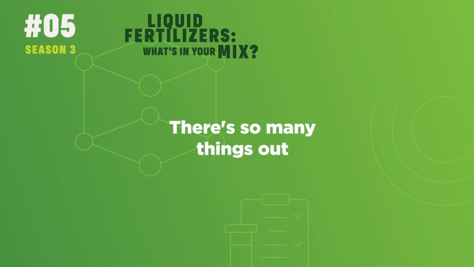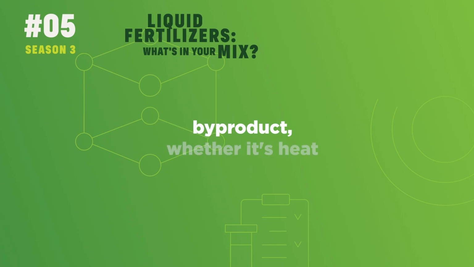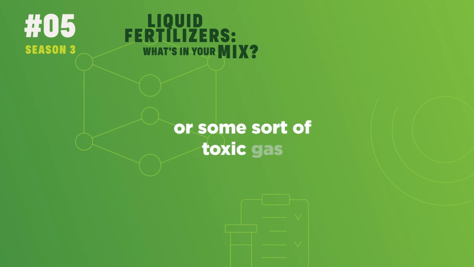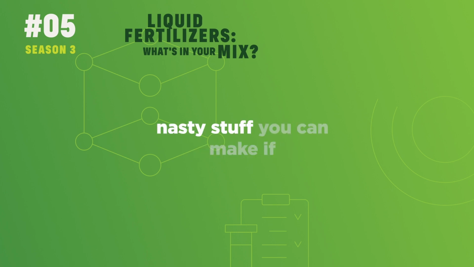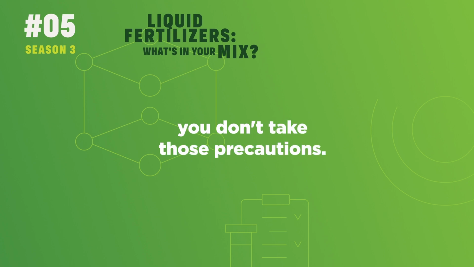There's so many things out there on the shelf that you can mix together that you can very quickly go from a safe mixture to something that's producing a hazardous byproduct, whether it's heat or some sort of toxic gas like nitrogen dioxide gas, phosphine gas. I mean, there's some pretty nasty stuff you can make if you don't take those precautions.